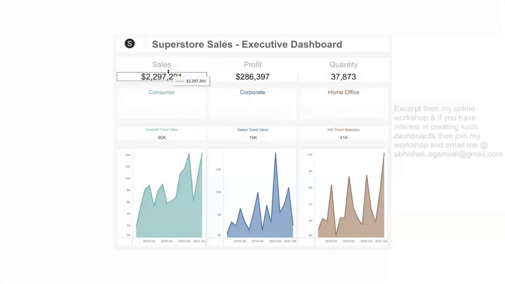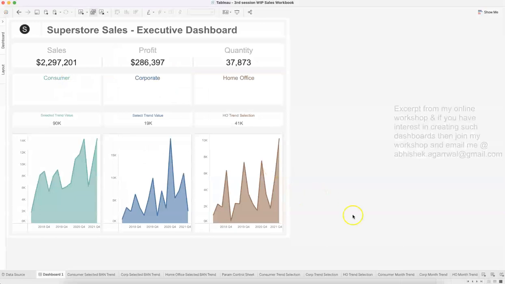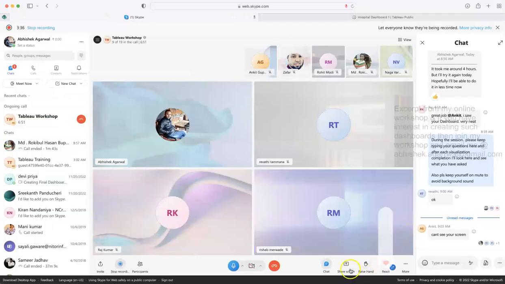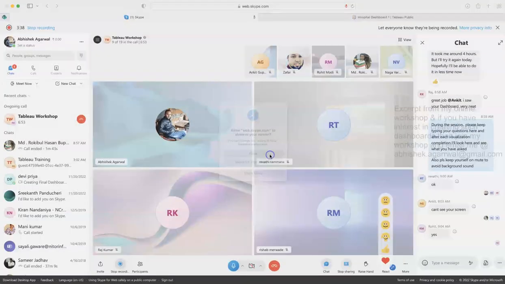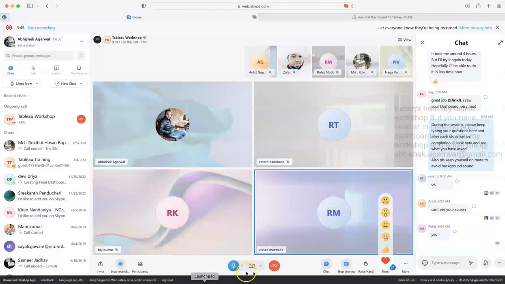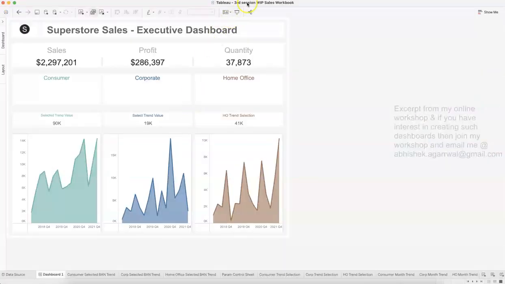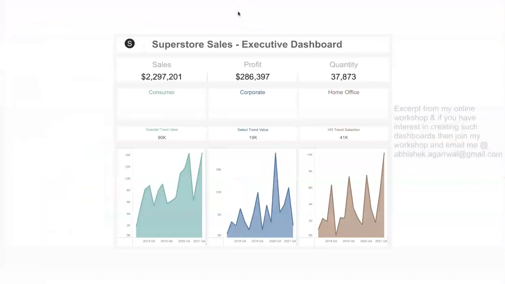Sorry, can't see your screen actually. Are you sharing? Am I not? One minute. My apologies. Yes, I am not. Sorry about that. Can you see my screen now? Yes, now we can. Okay, can you see this dashboard which I am showing right now over here? Now, yes. Okay, all right.